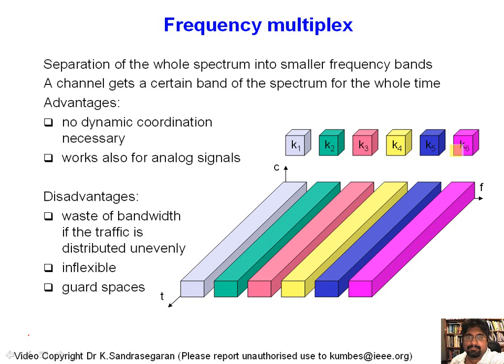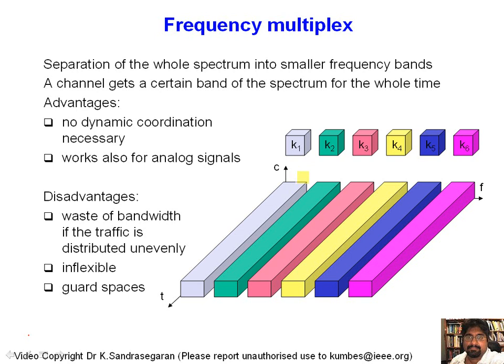The disadvantage of this particular technique is that you waste a lot of bandwidth if you are not transmitting data. For example, if user K1 does not have any information to transmit, then that portion of the frequency band over time is not being used, and that could have been allocated to somebody else. So there is a bit of wastage of bandwidth associated.